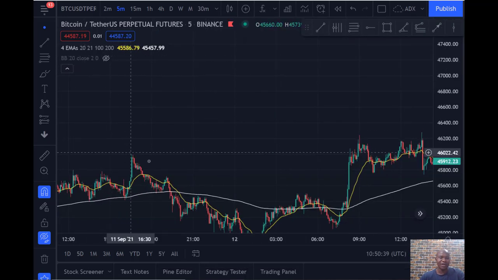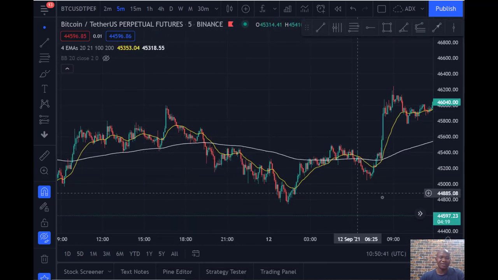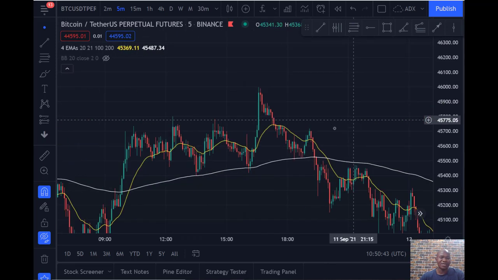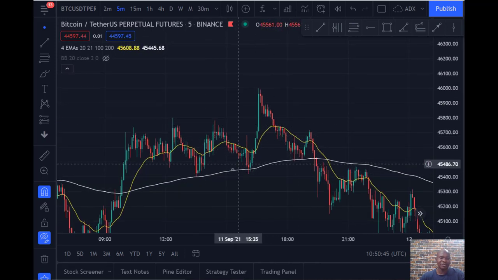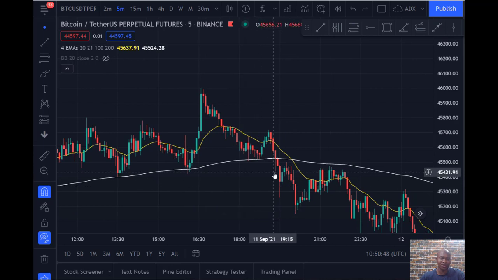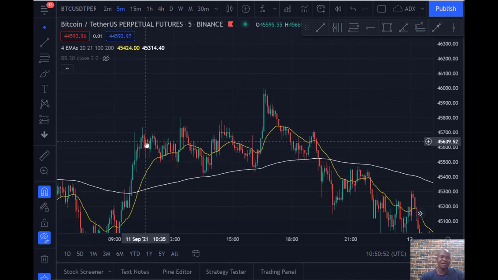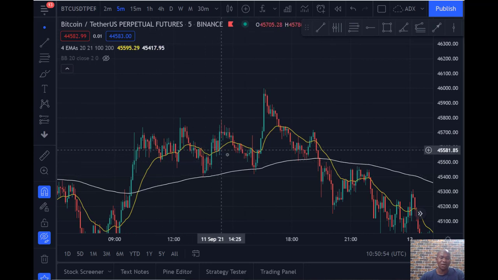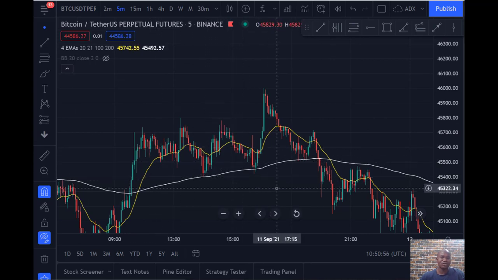Now when you have your moving average, the yellow line is the 20 MA, set at 20. The white line is 200. The yellow line is 20, the white is 200. Basically we are using the 20 MA, but the 200 is just to show us whether a super trend is occurring or not.